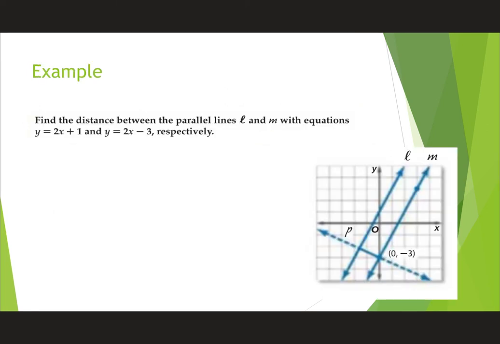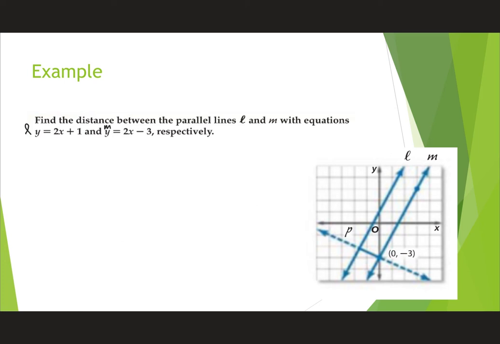Let's practice. All right, here's our example. Now again, that picture is there for your convenience, but we're going to go through the problem as though you didn't have the picture. So here we go. We need to find the distance between the parallel lines M and L with the equations y is equal to 2x plus 1 and y is equal to 2x minus 3, respectively. So that means that this equation right here is L, and this equation right here is for M.